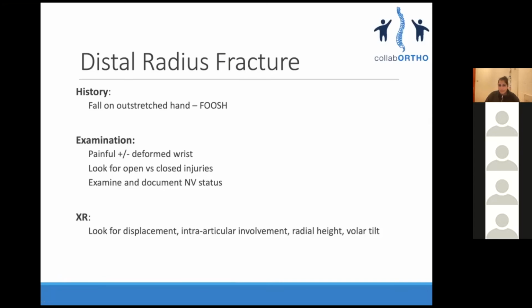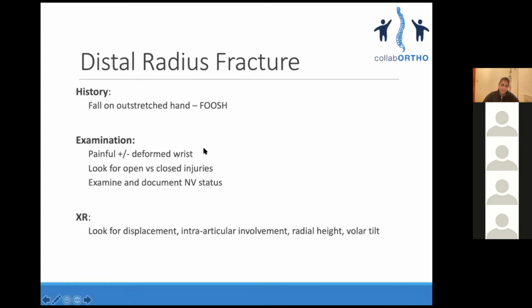Good. Okay. Distal radius fractures. So distal radius fractures most commonly is a Fuchs injury, meaning that they've had a fall on an outstretched hand. You most commonly see this in elderly ladies. And I'm sure most of you have seen distal radius fractures.